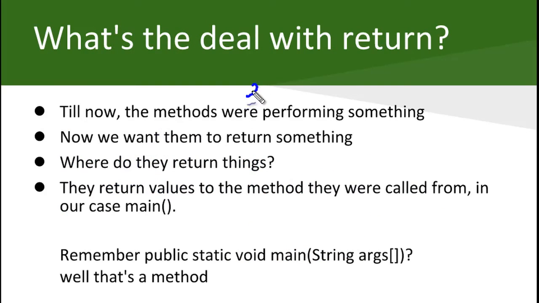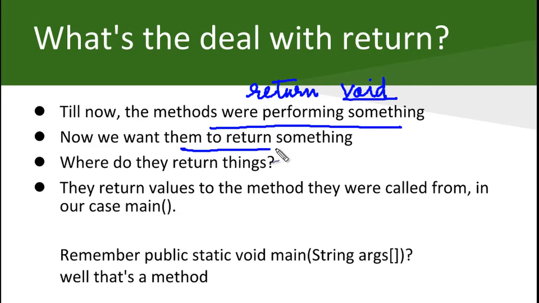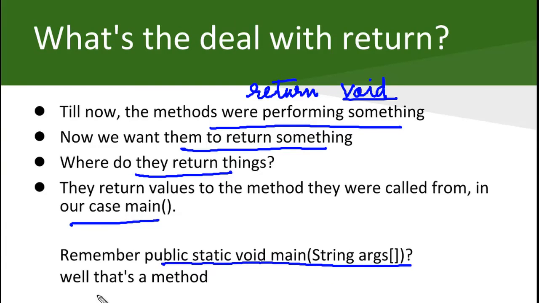Now a little while back we saw something called return, and we saw that we were returning void. Basically we were not returning anything. So the methods were performing something, but now we want them to return something. And where do they return something? A method is called from somewhere, and in our case we are calling our method from main. Remember public static void main. Even that's a method.